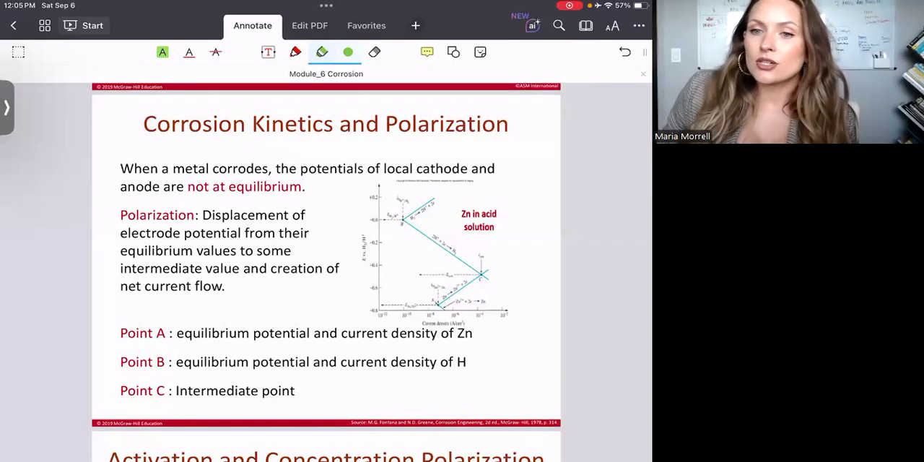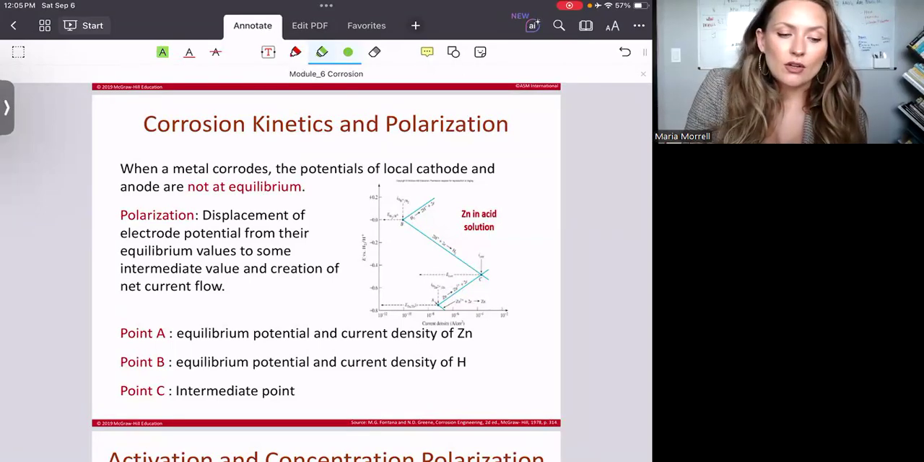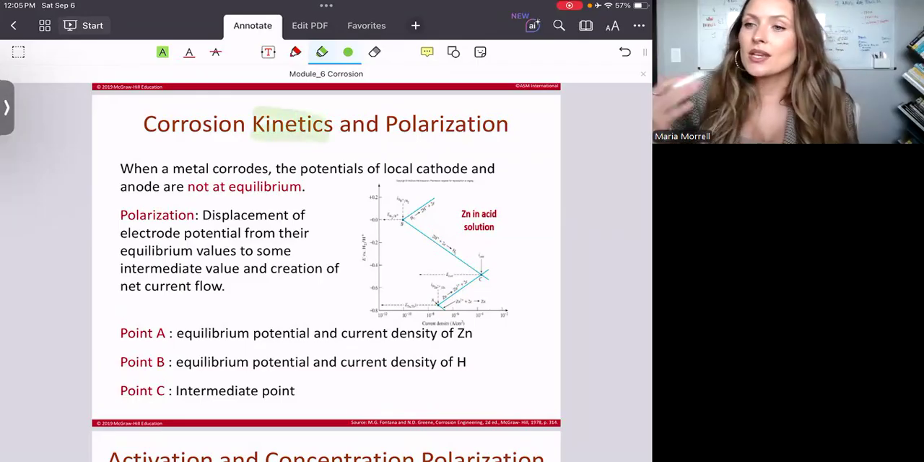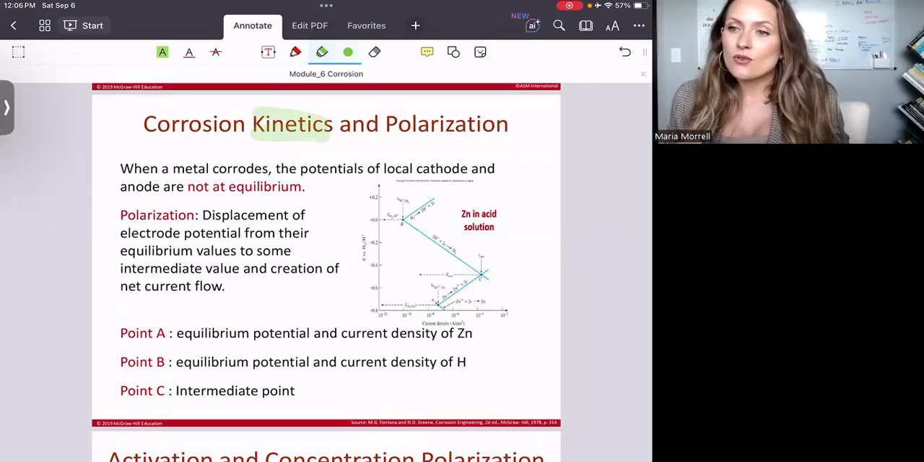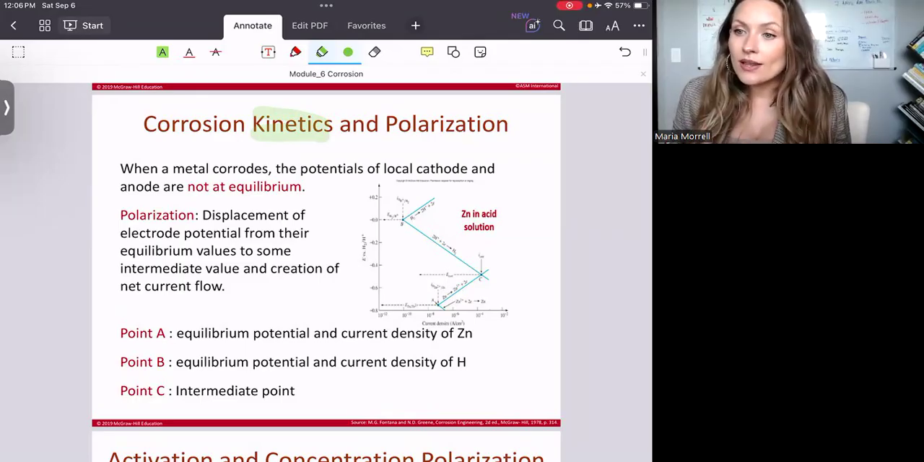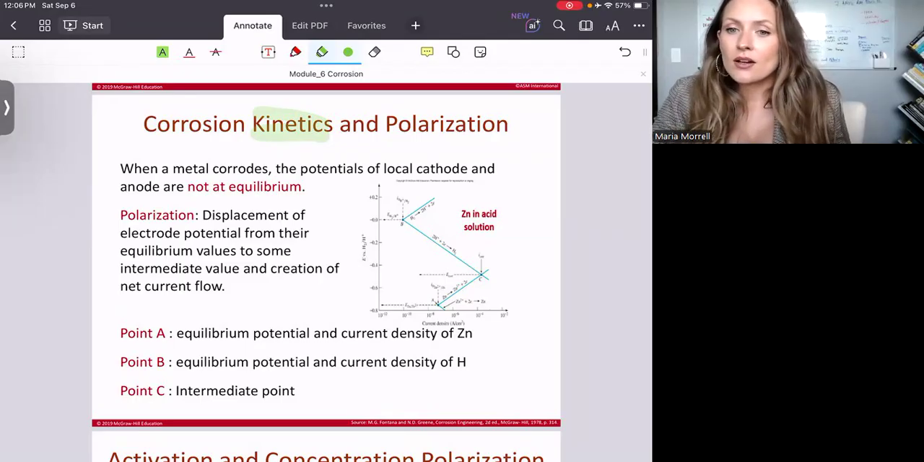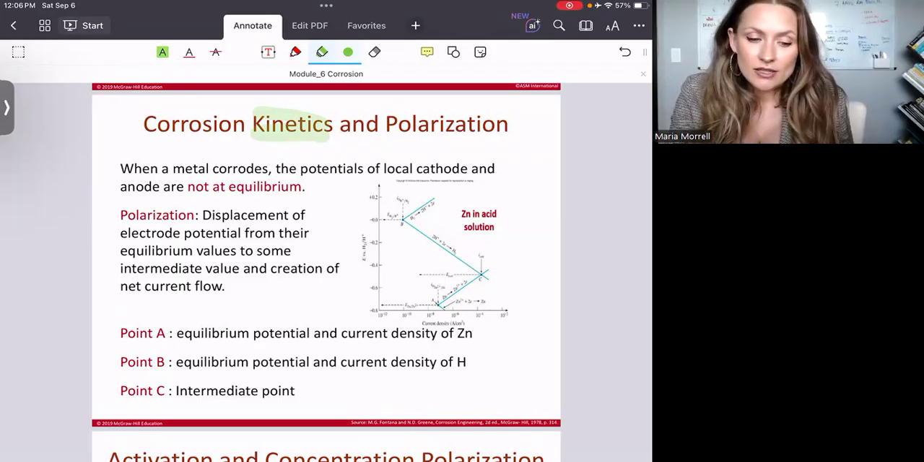In this lecture, we will talk about the corrosion kinetics. Kinetics is important as it allows us to quantify the corrosion process and also predict the material loss with time in the future, right? Now, one of the major concepts in corrosion kinetics is polarization.